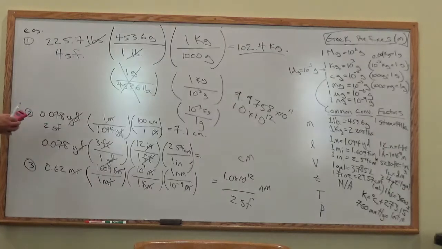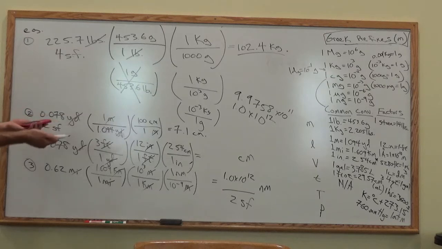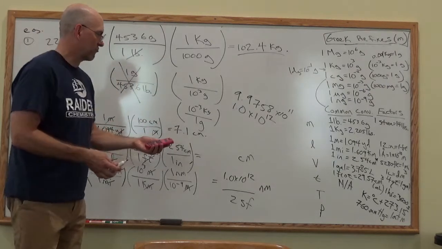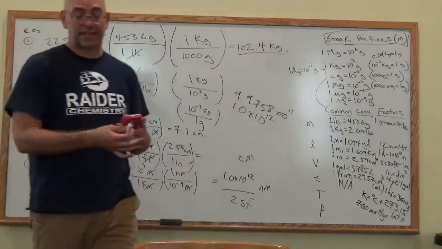I'm going to double check this. 0.62 times 1.609 times 1,000 divided by 1 exponential 9 negative. Okay. Yeah, I'm pretty sure that's right. You can always shoot me a message if I didn't get that right.